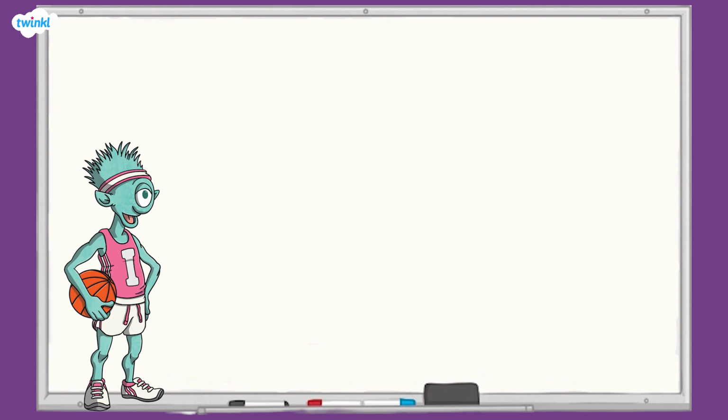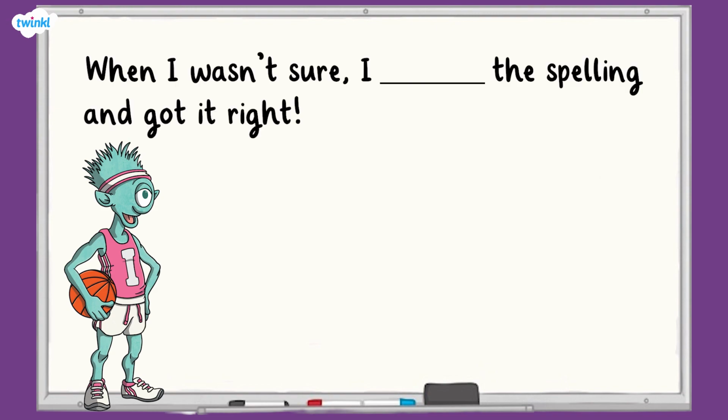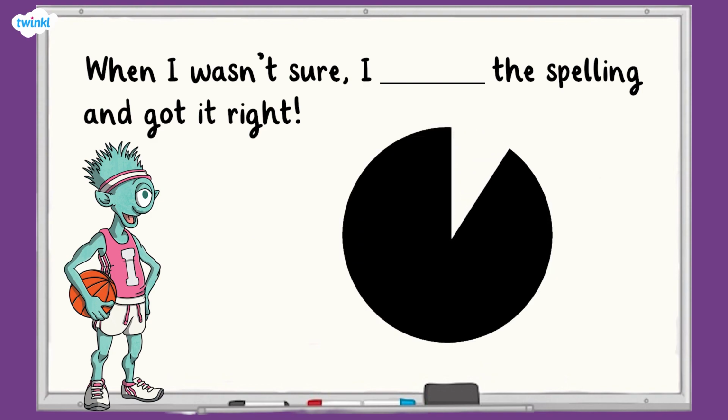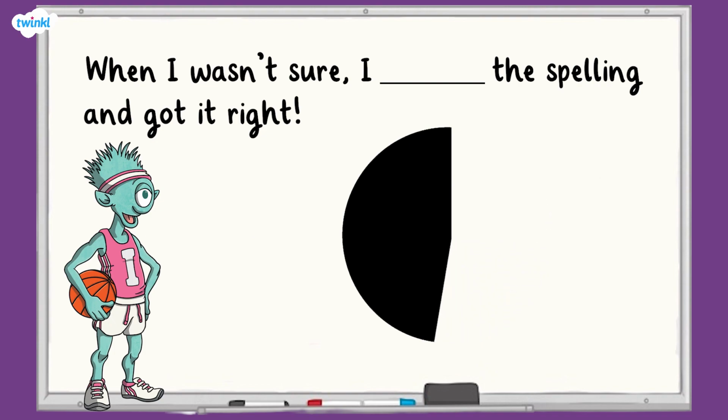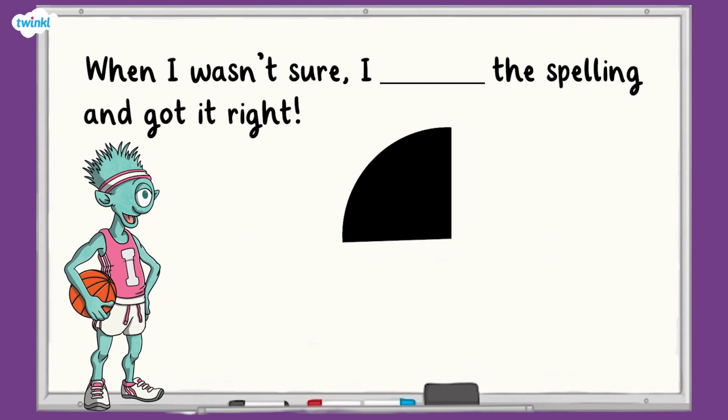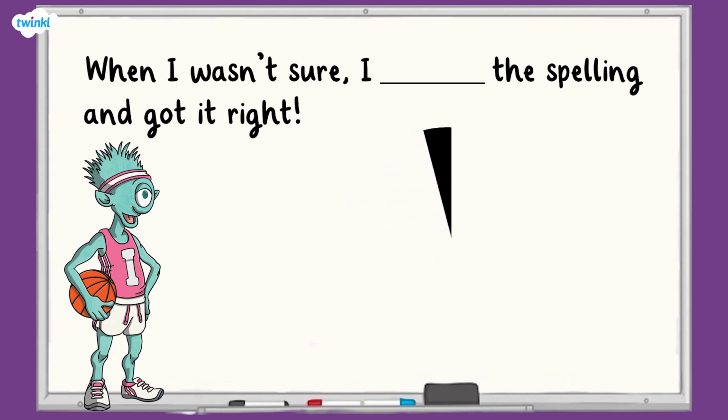The word is guessed. When I wasn't sure, I guessed the spelling and got it right. The word is guessed. Guessed is spelt G-U-E-S-S-E-D. Well done if you spelled all three of those homophones correctly.